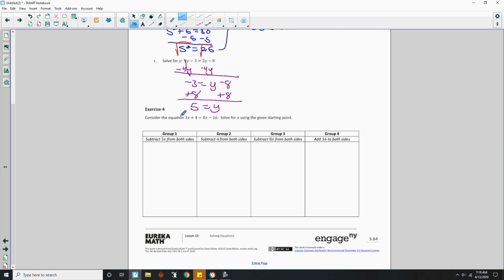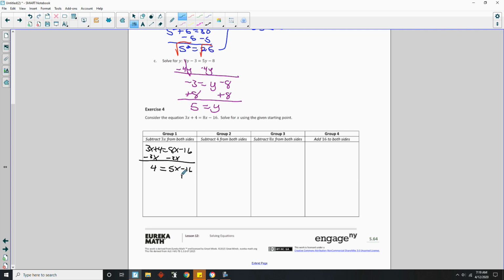So we're taking an equation, 3x plus 4 equals 8x minus 16, solving for x using the given starting point. And then you do whatever you want after that. So given the starting point, first I'm going to rewrite the problem. 3x plus 4 equals 8x minus 16. And it tells me to subtract 3x from both sides. So I subtract 3x, subtract 3x. When I do that, the 3x's cancel. 4 equals 5x minus 16.